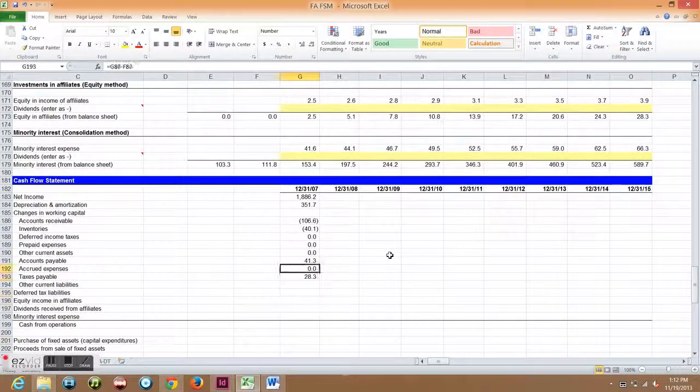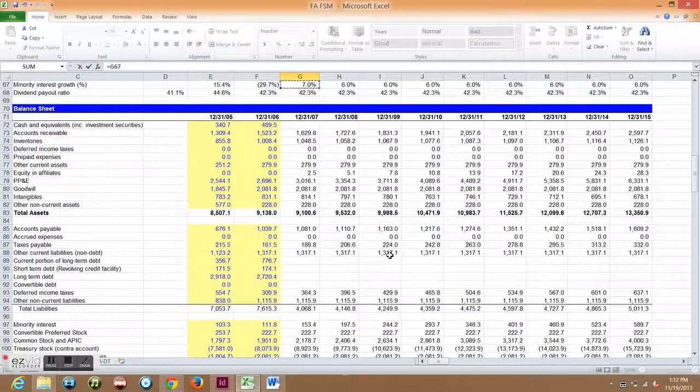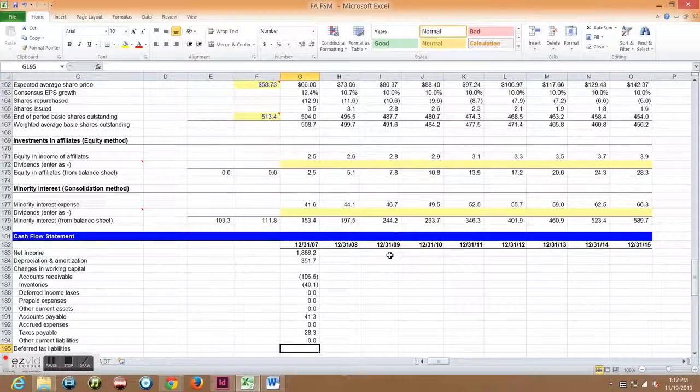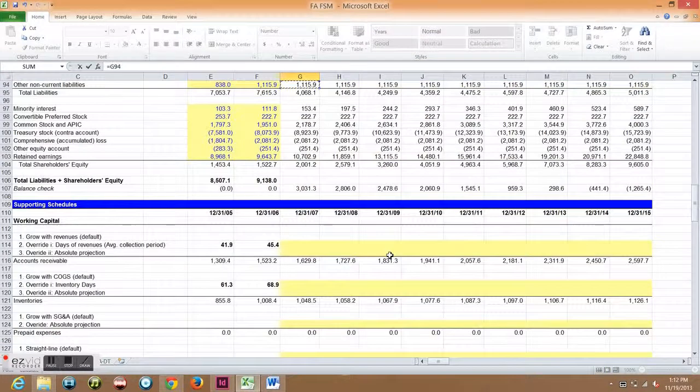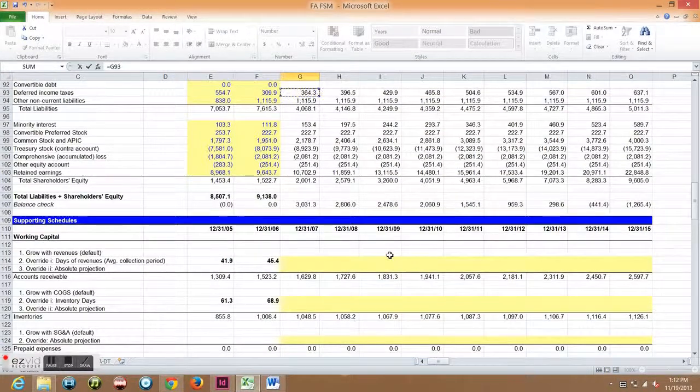The reason this is going to be a positive number is because, like I said, our liabilities are our cash inflows. So it's going to be a positive number. That means cash is coming in, right? So other current liabilities. Deferred tax liabilities.